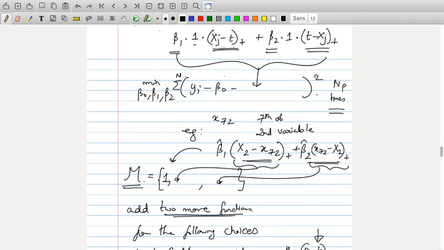So instead of minimizing over beta naught, beta 1 and beta 2, I'll minimize over beta naught, beta 1, beta 2, and if it's the second step, beta 3 and beta 4. These are the choices that I have, and I'll pick the choice which minimizes the residual sum of squares. It's a little bit involved because I'm defining functions and multiplying functions with each other, but the idea is to adaptively or sequentially add more and more complex functions.